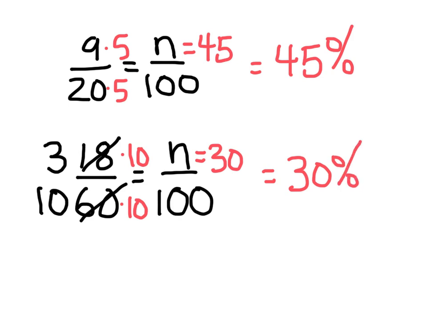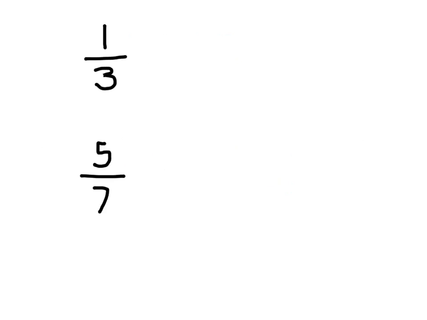So how'd you do? All right, let's do a couple more. So here we have 1/3. Now, I'm going to run into a problem here. If I set up my proportion, 3 doesn't go evenly into 100.